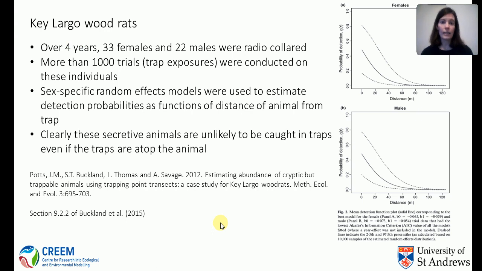Here's another example with Key Largo woodrats. And in this case, multiple animals, both males and females, were radio collared. And using many trials, these animals were exposed to traps, and sex-specific random effects models were used to estimate the detection probabilities as a function of distance of animal from the trap, just as with the crossbills. And so again, you can see here with the fitted models, you've got females in the plot above and males below. Both sexes were not certain to be captured, even if they were at 0 distance from a trap. And this is important information to collect, obviously, when using these types of studies.